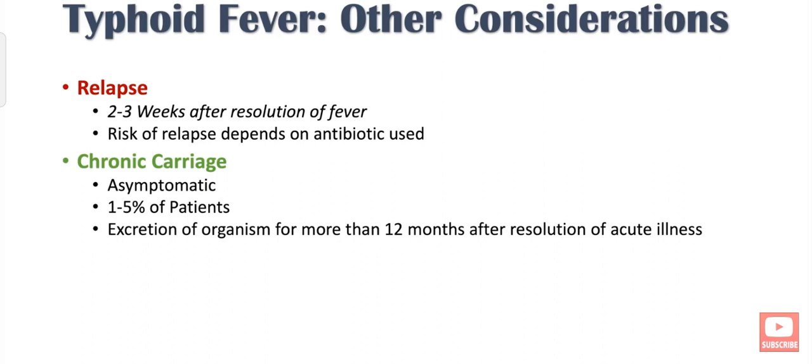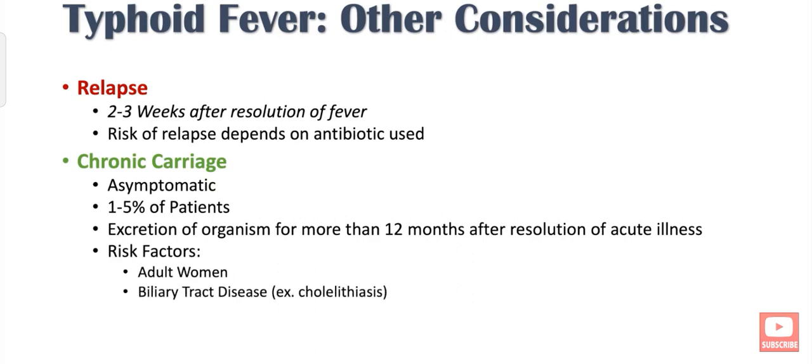So they could be an acute carrier, they could be still excreting the organism like the Salmonella typhi or paratyphi even after being treated, but when they are still excreting the organism even more than 12 months after the resolution of the acute illness, we call that chronic carriage. So these people could just have this with them for a long time. The risks of chronic carriage include the following. It includes generally adult women, biliary tract disease, like having cholelithiasis, so gallstones.